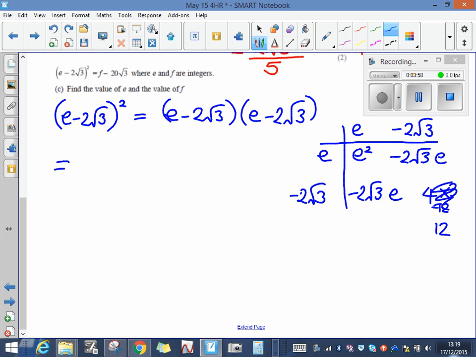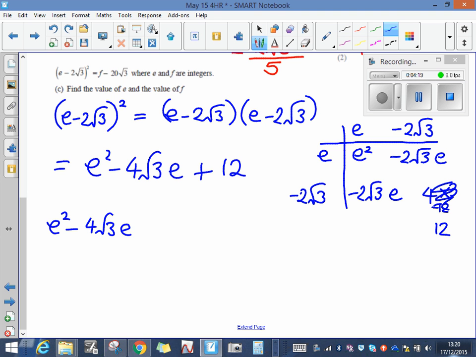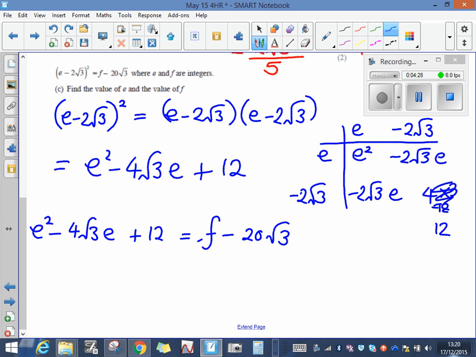So when I remove the brackets here, I'm going to get e squared minus 2 root 3 e minus another 2 root 3 e, which is minus 4 root 3 e, and then plus 12. Okay, now I am told that that expression there, so e squared minus 4 root 3 e plus 12, is equal to f minus 20 root 3. Now, this is the clever bit. Basically, on the left-hand side of this equation, you have some rational parts and some irrational bits, and the irrational bits are the bits that contain the square root.